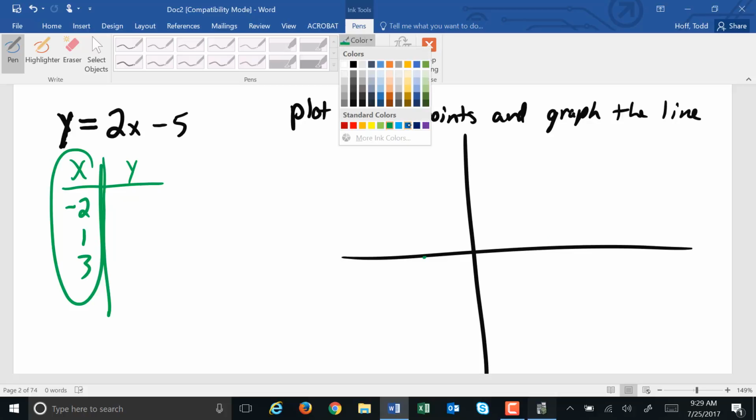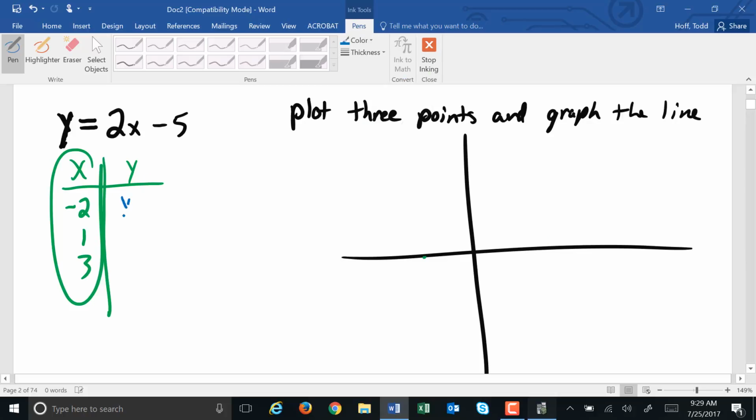So now if x is -2, what's y have to be? Y has to be 2 times -2 minus 5. Well, 2 times -2 is -4. Minus 5 is -9. So that gives me the ordered pair -2, -9.